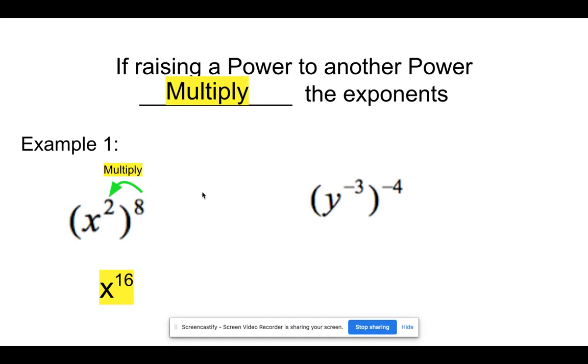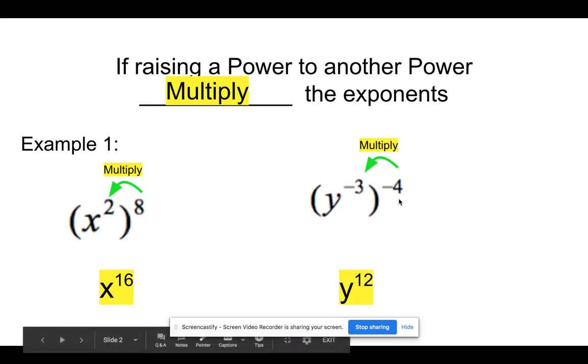Again, if you see this arrow, it's almost like we're using the distributive property, but now with exponents. If we take a look at this second example, notice how both of them are negatives, but we're still going to use the same rule. If we have an exponent outside of the parentheses, we keep the base, which is y, and we multiply those two exponents. So it becomes y to the 12th. Two negatives do make a positive, so it becomes positive 12.